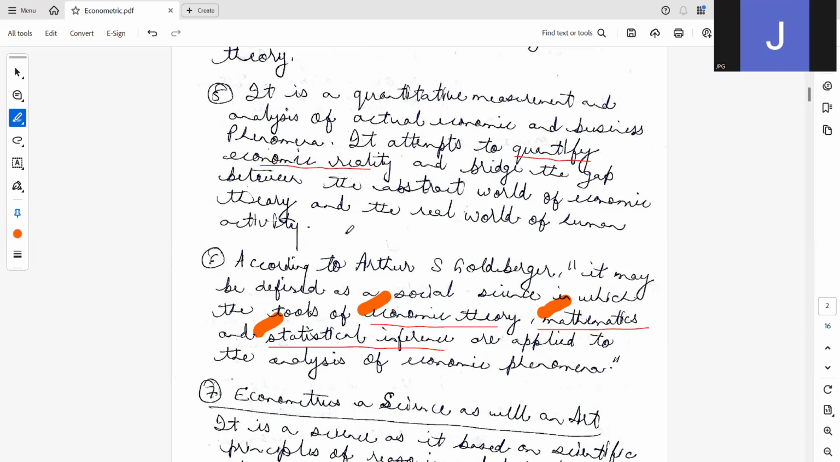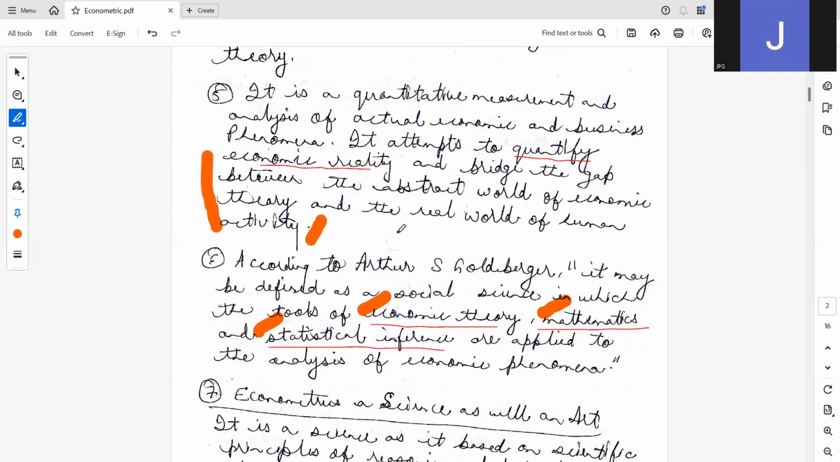Now, I would like to highlight the requirement of measuring things. Well, it is a quantitative measurement. Yes, we have understood it very clearly. And it analyzes the economic and business phenomena that is going on. It tries to measure the economic reality, and it tries to bridge that gap between the abstract world of economic theory and the real world of human activity. Let me just focus on this particular part.